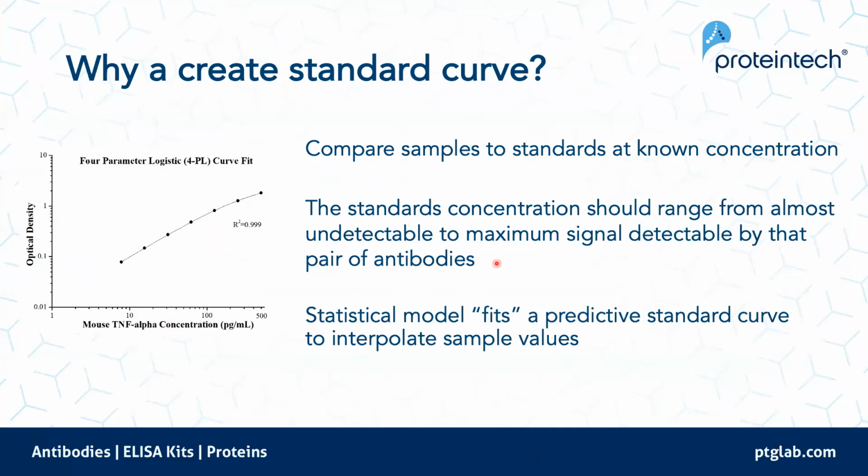The standard concentrations should range from almost undetectable to the maximum signal detectable by that pair of antibodies. So what would happen is that the curve would then flatten out. You're not going to have an exponential curve. And this therefore allows really great flexibility of the assay to detect sample analyte at a range of concentrations. We will then use a statistical model to best fit a predictive standard curve to help us interpolate our sample values.